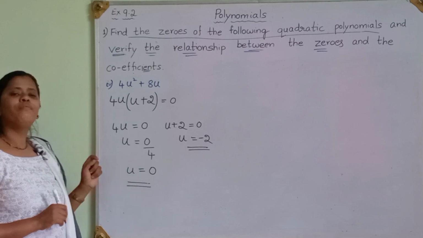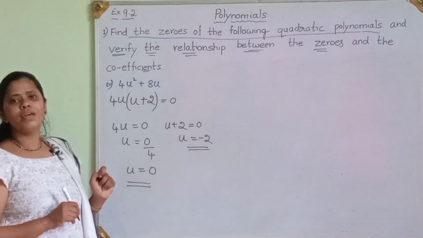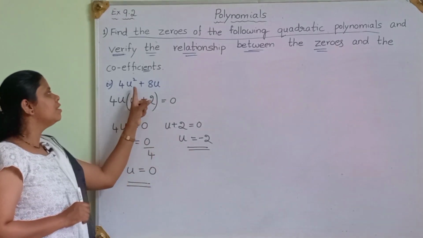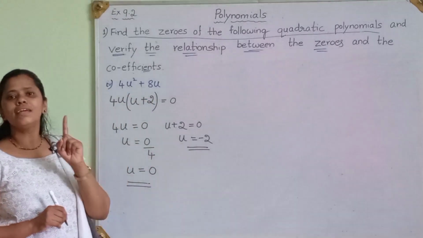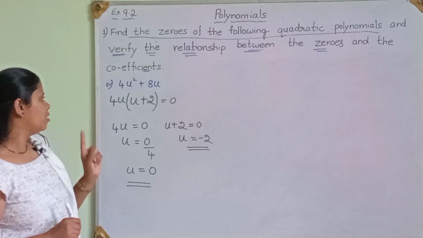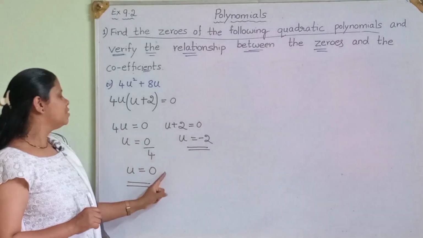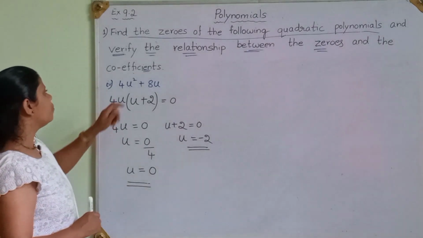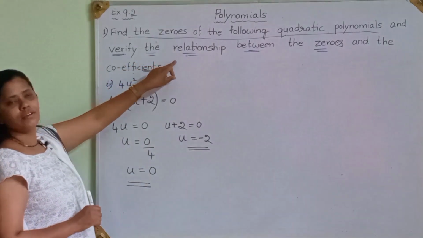Right? Why have we got the zeros of the polynomial? Because when we substitute these values in this quadratic equation, it will become 0. Therefore, they are the zeros of the quadratic equation. Okay. Now, let us do the second part of this question.